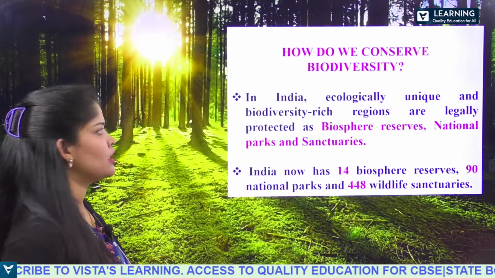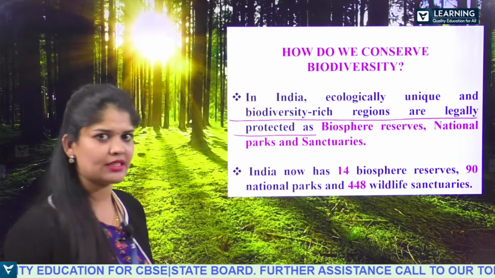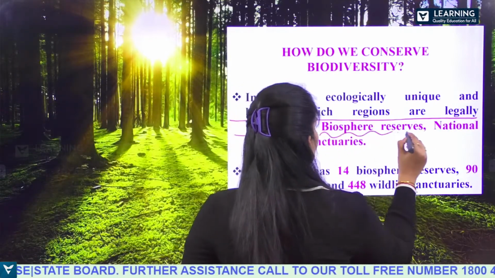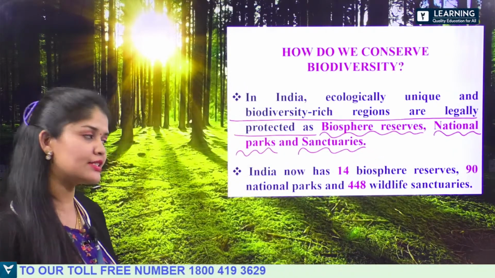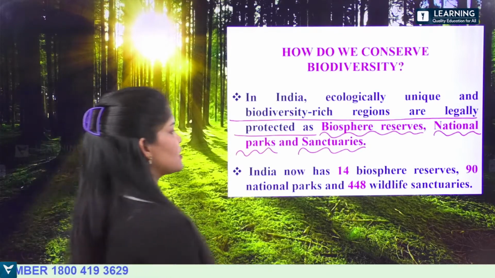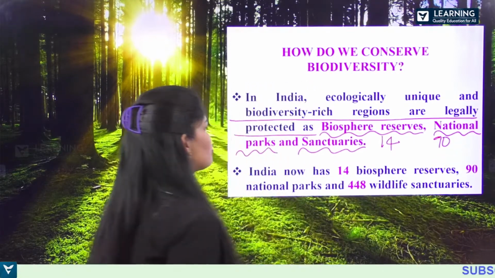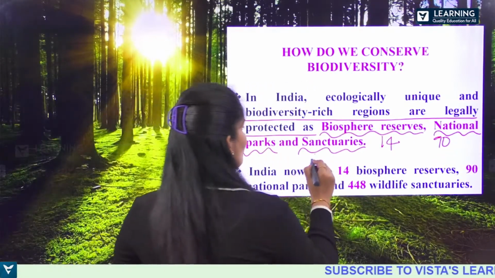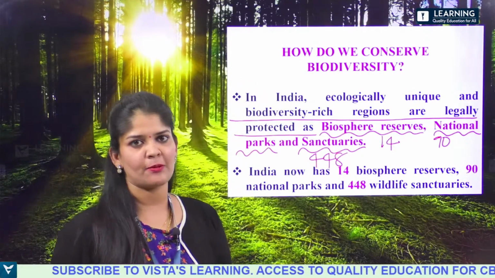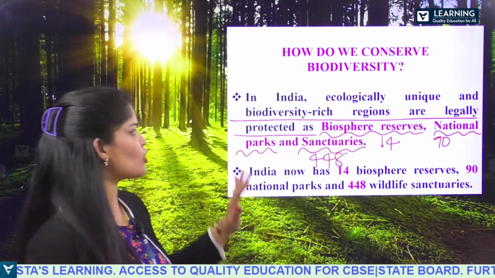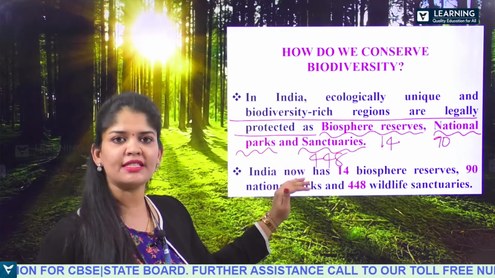In India, ecologically unique and biodiversity rich regions are legally protected as biosphere reserves, national parks, and sanctuaries. This numerical is again important. India now has 14 biosphere reserves, 90 national parks, and 448 wildlife sanctuaries, bird sanctuaries, tiger sanctuaries. So the numericals are important. These are all the biosphere reserves, national parks, and sanctuaries that have been maintained in our India.